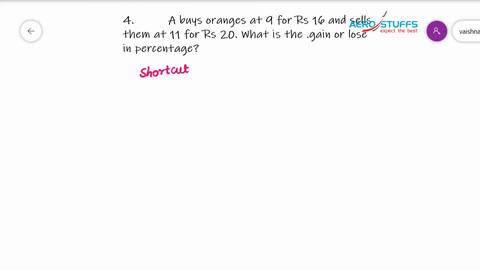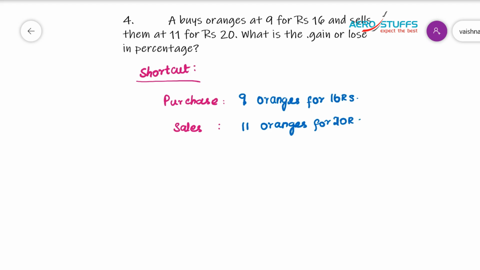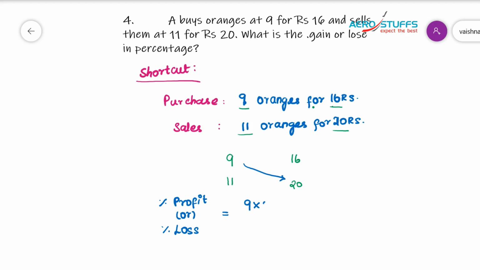Now the next problem. A man buys oranges at 9 for rupees 16 and sells them at 11 for rupees 20. So what is the purchase? Write 9 oranges for 16 rupees, and what is the sales? 11 oranges for 20 rupees. So 9, 16, 11, 20. So what is the percentage profit or percentage loss? That is equal to 9 into 20 minus 16 into 11 divided by 11 into 16 into 100.